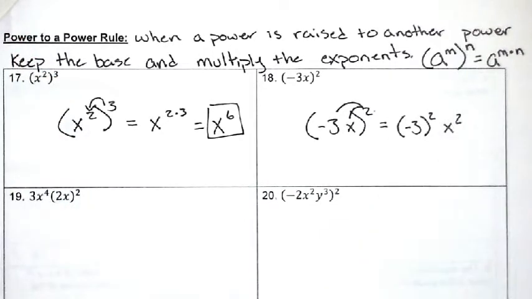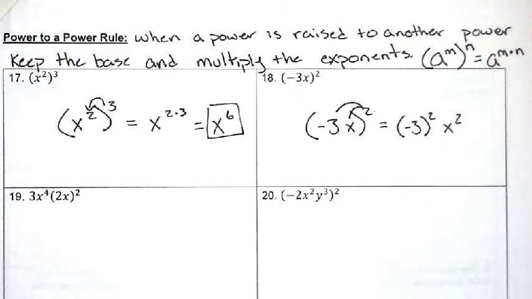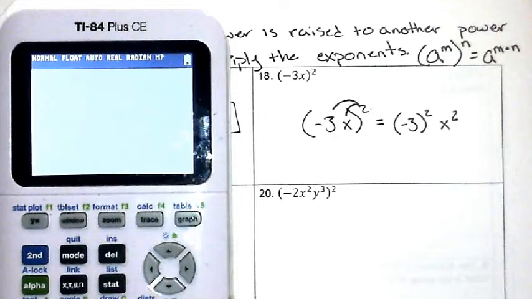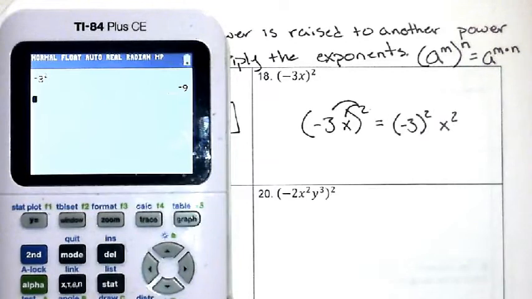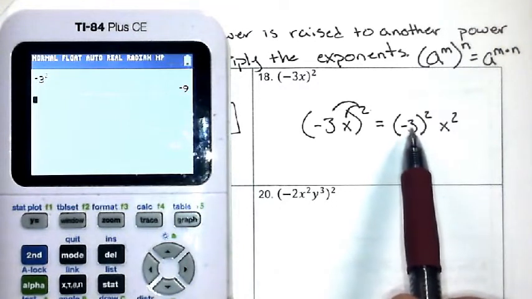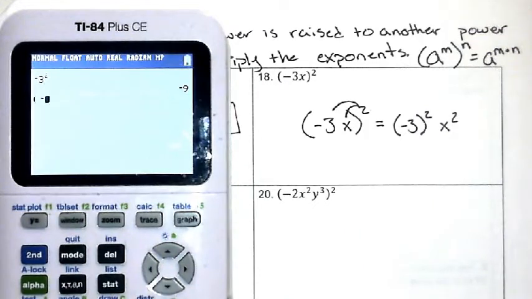Because if I go into my calculator, I'll show you what happens. If I just did -3 squared, and I hit enter, what do you think I'd get? Error. Not error. I would get -9. However, I don't want -9. What I'm looking for is -3 times -3. So when I put it in parentheses and then raise it to the 2, I get the +9, which is what I'm actually looking for.